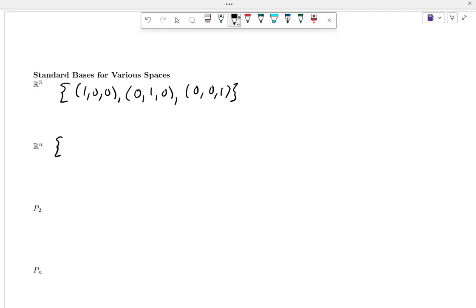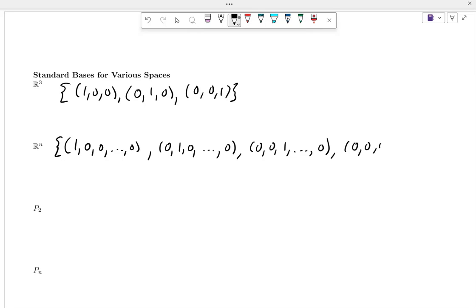We can certainly extend that to any Rn. I need to generate the first component, the second component, the third component, all the way down to the last component.